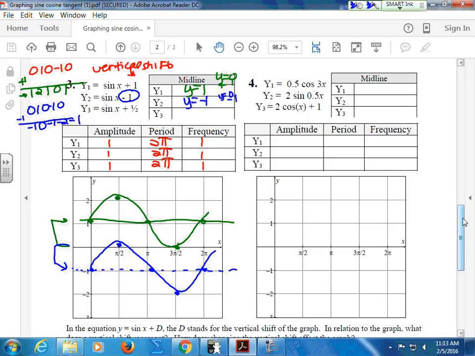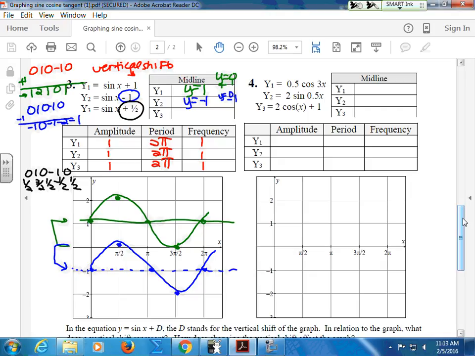Make sense? Okay. Now, for the last one, where is that going to go? Where's this guy going to go? 1/2 up. So we're going to take this 0, 1, 0, negative 1, 0, and we're going to add 1/2. 1 plus 1/2 is 3/2. What's 1/2 plus a negative 1? Negative 1/2. And look how weird that looks.